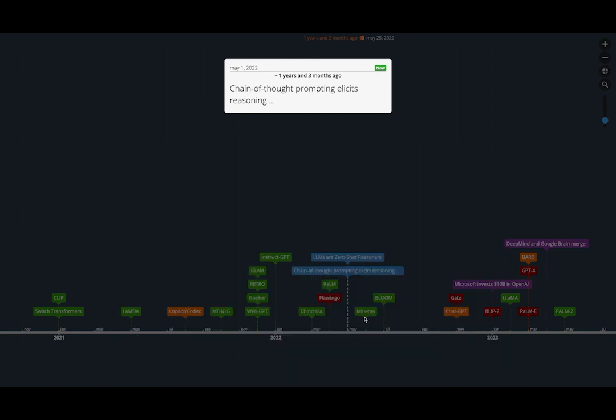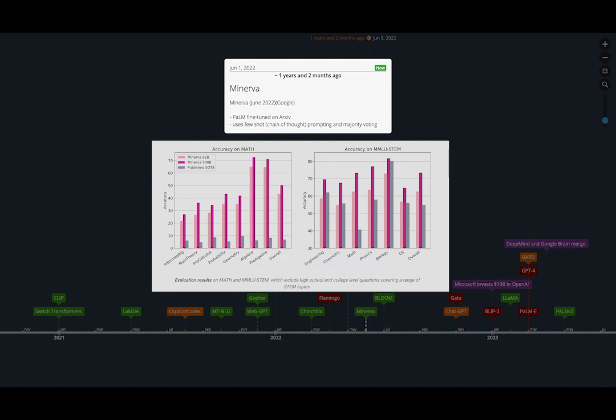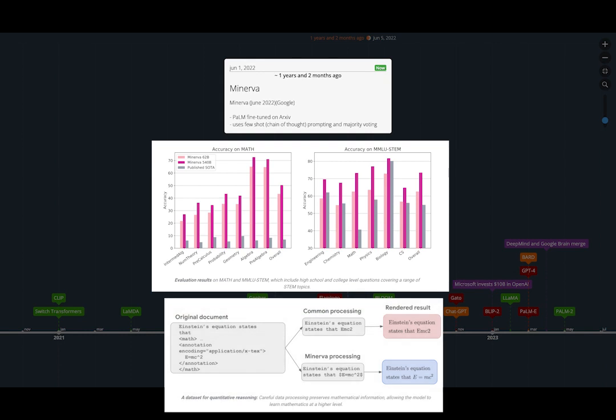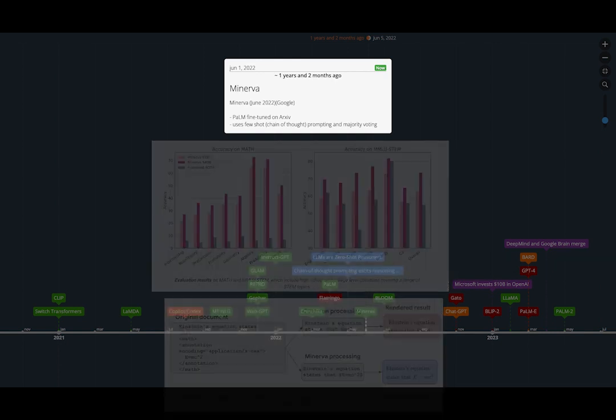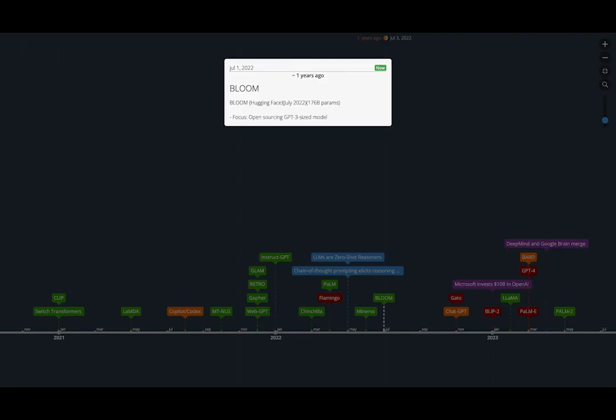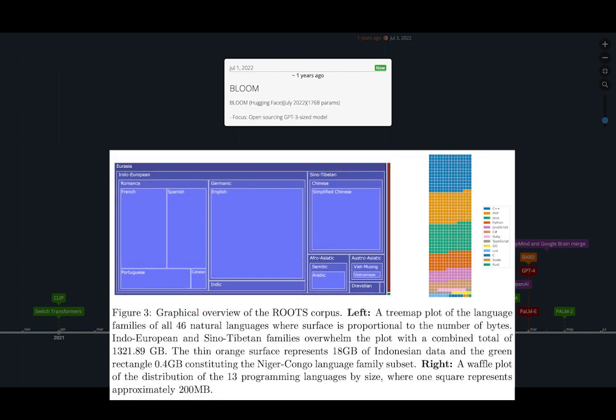2 months later, Google published Minerva, which was Palm fine-tuned on 118 gigabytes of archived text, combined with inference techniques such as chain of thought prompting and majority voting. The model showed state-of-the-art performance on quantitative reasoning tasks. Later that summer, Bloom was released by Hugging Face and Big Science. The model is the largest publicly available LLM. However, its performance was somewhat lackluster, maybe due to undertraining.